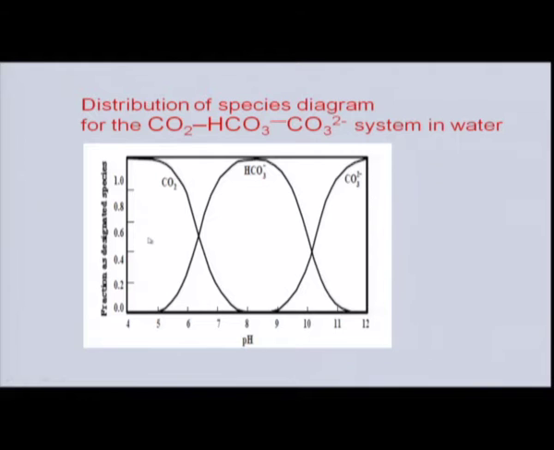And you can see in the diagram, all these three species will not coexist at any given condition, only a maximum of 2 species is possible. Either free carbon dioxide and bicarbonate is possible, or bicarbonate and carbonate is possible. Carbonate with carbon dioxide is never possible. The moment such a condition exists, immediately the carbon dioxide will be converted to bicarbonate, and vice versa.